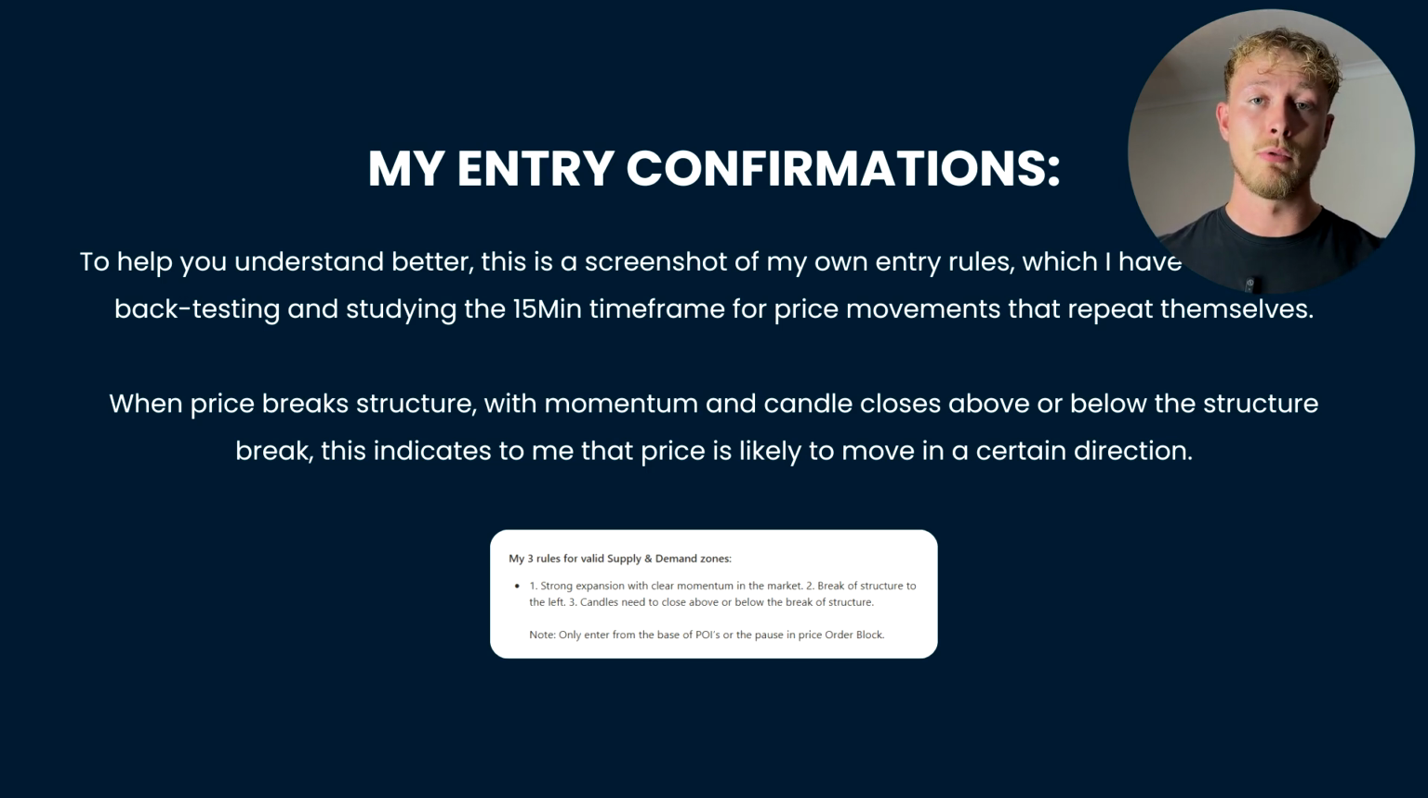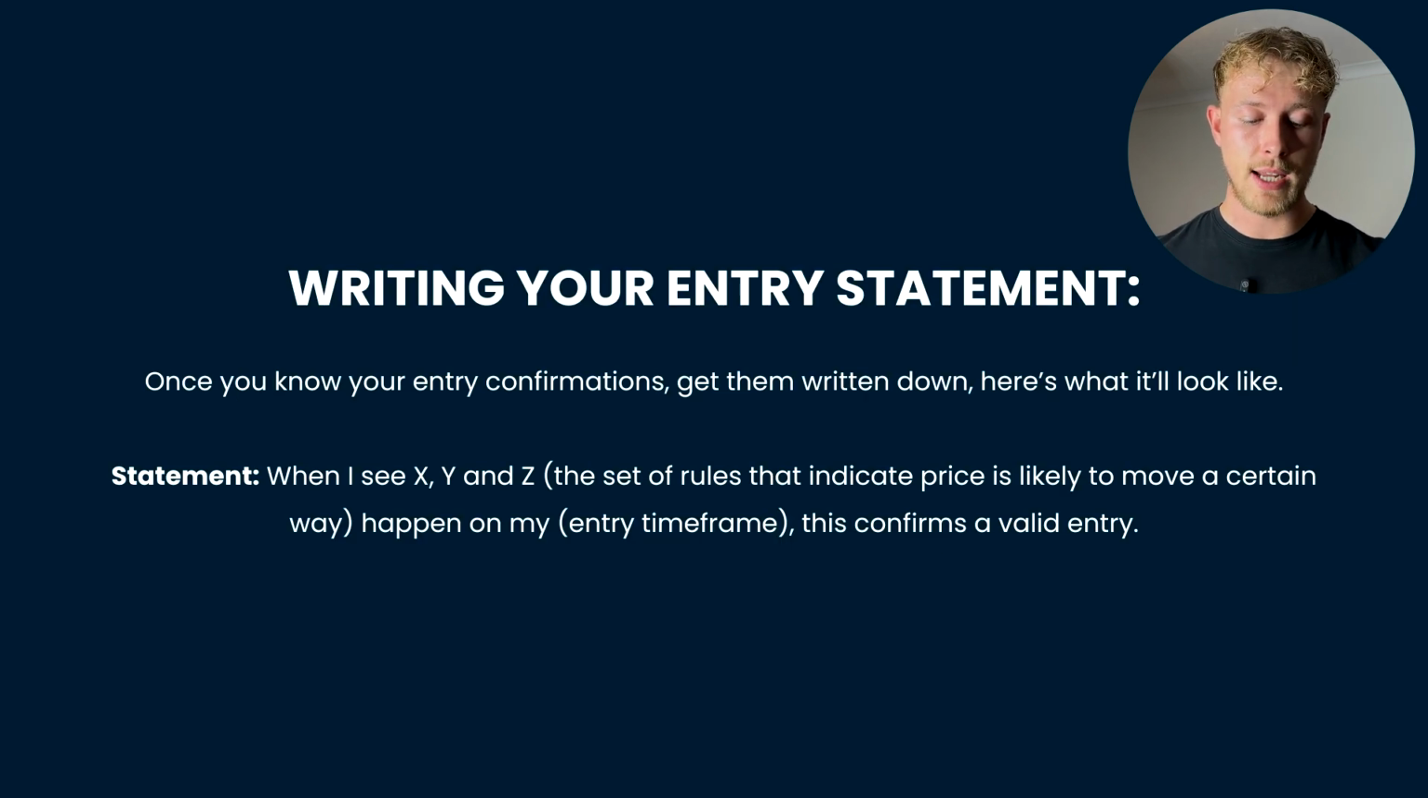And I've identified these rules by studying the charts, backtesting, and watching for common price movements. Once I've seen and identified these common patterns, these common movements in price that repeat themselves, I've identified 3 rules that are going to help me to identify when this price movement is likely to happen again. And this is how we're building our entry confirmations and how you need to be building your entry confirmations as well. Writing your entry statement.